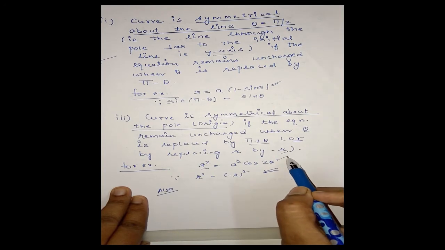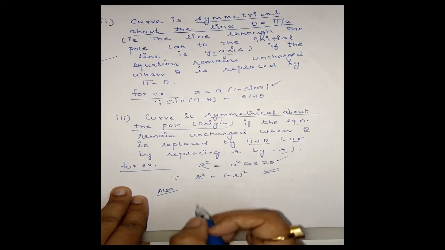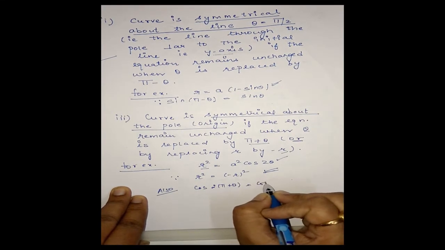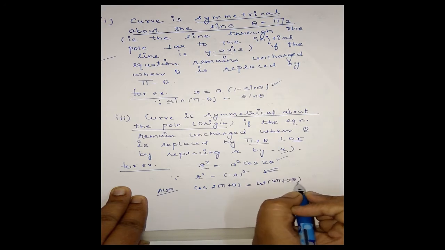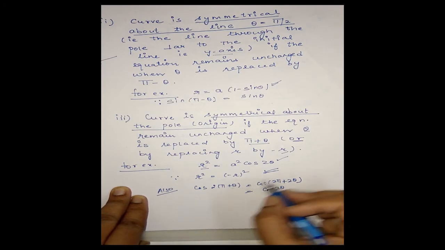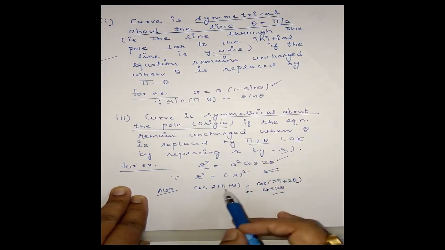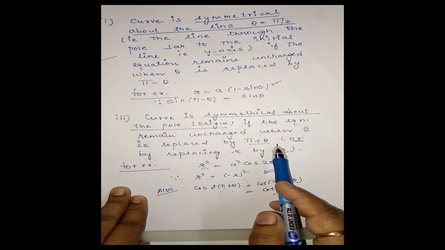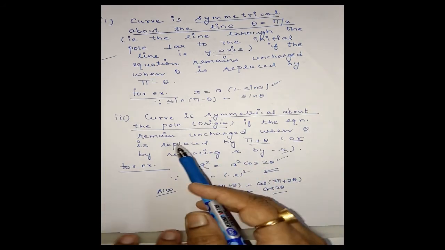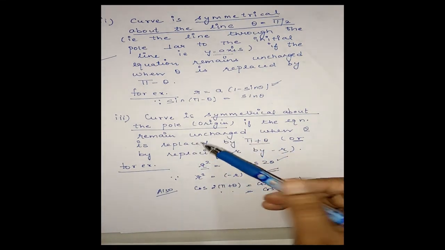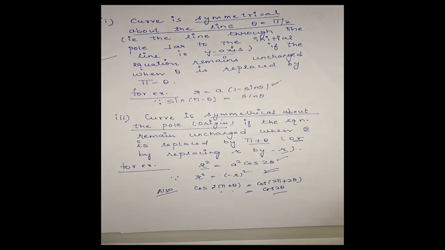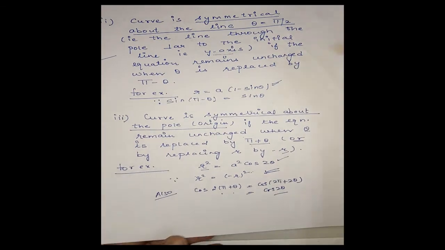And this particular curve, both the conditions hold. Okay. Now cos of 2 pi plus 2 theta is same as cos 2 theta. That means here on replacing theta by pi plus theta, condition holds, equation remains unchanged, and if r is replaced by minus r, then also equation remains unchanged. Okay. Therefore, this particular curve is symmetrical about the pole or the origin. Okay. These are the three symmetry.